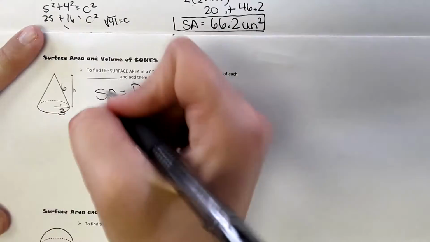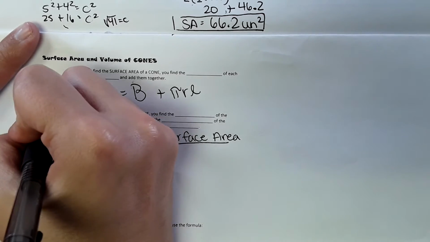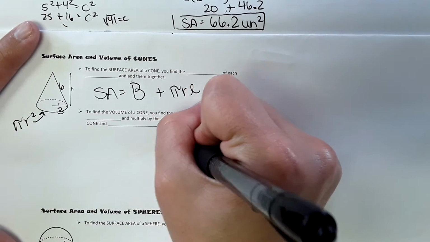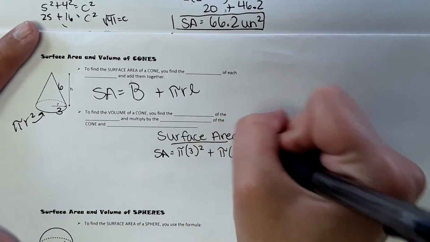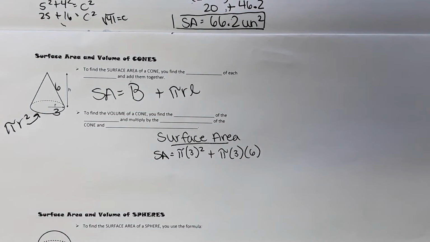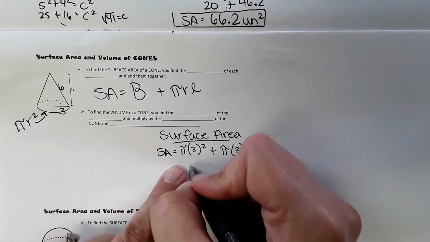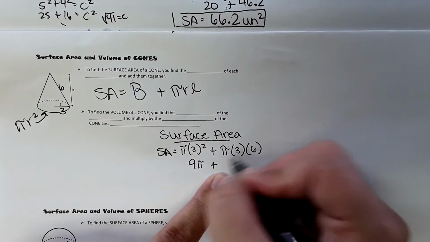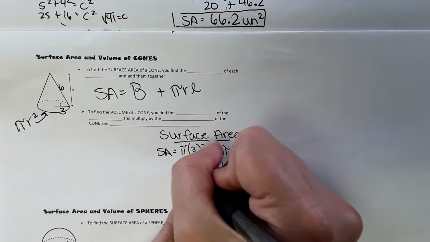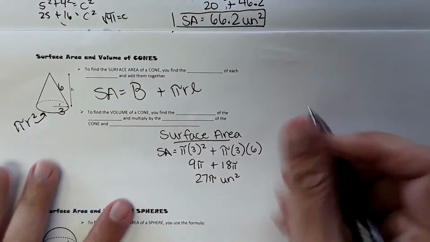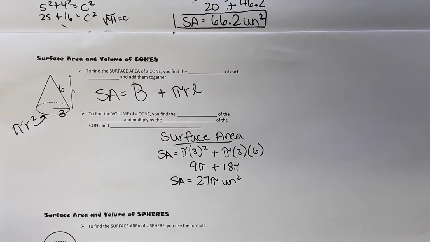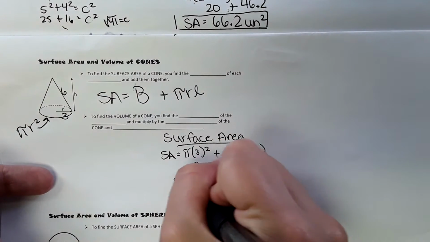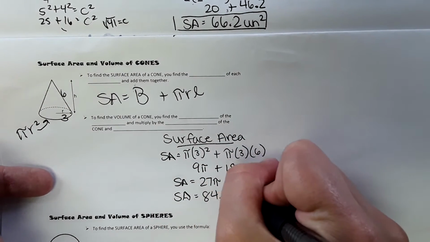Okay, so our base now, area of the base is pi r squared because we're dealing with a circle. So pi r is 3 squared plus pi r, which is 3, and the slant height is 6. Solving this, I get 9 pi and 18 pi, 27 pi. So if it asks for the answer in terms of pi, we get this. If it asks for an exact answer or all the answers are in decimals, 27 pi equals 84.82 units squared.